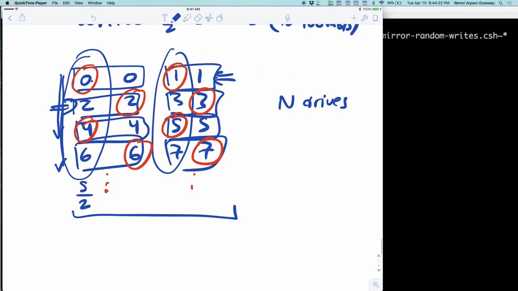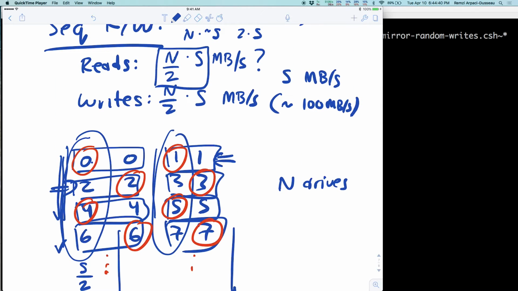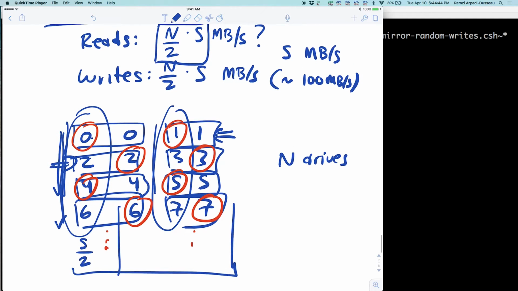Yeah, what we could do is, if we know we have a huge chunk that we need to read, we could read the first chunk from here, the second chunk from here, a third chunk from here, and a fourth chunk from here. So in that case, if you're willing to pay a little bit of a seek cost on some of the drives, you can actually get the full bandwidth of the drives, which goes back to your original answer of n times s. But for simplicity, we'll just view it as n over 2 times s. So that's a good point.